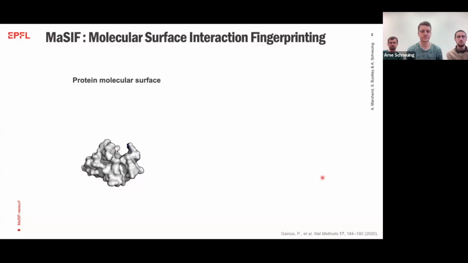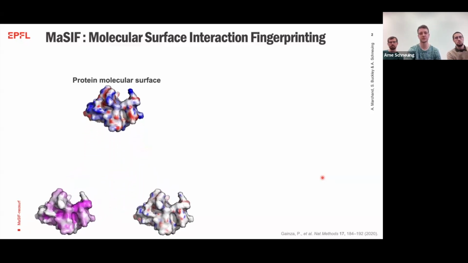Okay, so this method that we're using is called MaSIF, and the idea is that if you want to design protein-protein interactions, or in our case, ternary interactions, basically all you need to know about them should be available on the protein surface. So we can map all kinds of different features onto the surface. We care about the geometry and the chemistry.